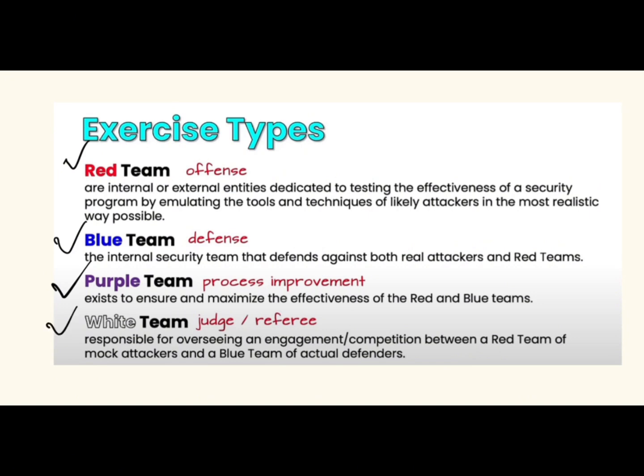The fourth one is white team, judge, referee. So the white team is like the bank supervisors. They set the rules for the test, for example, don't break real windows. They watch over both red and blue teams and make sure everything is fair, ethical, and controlled. They record what happens and report back to the management, right?